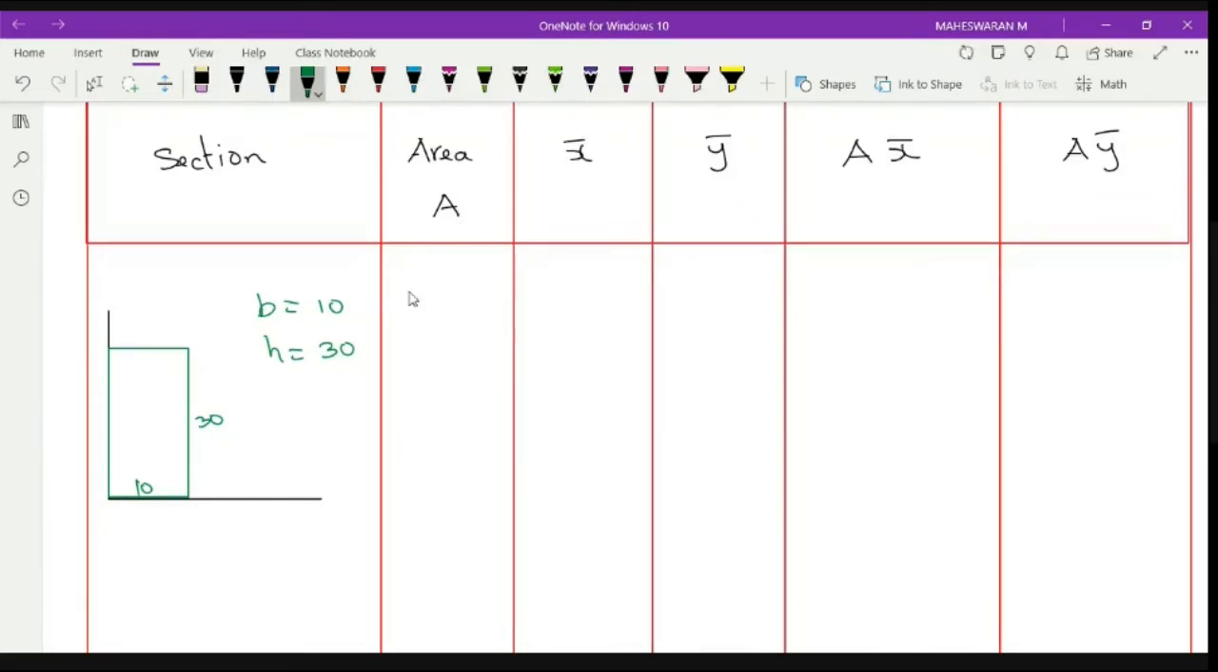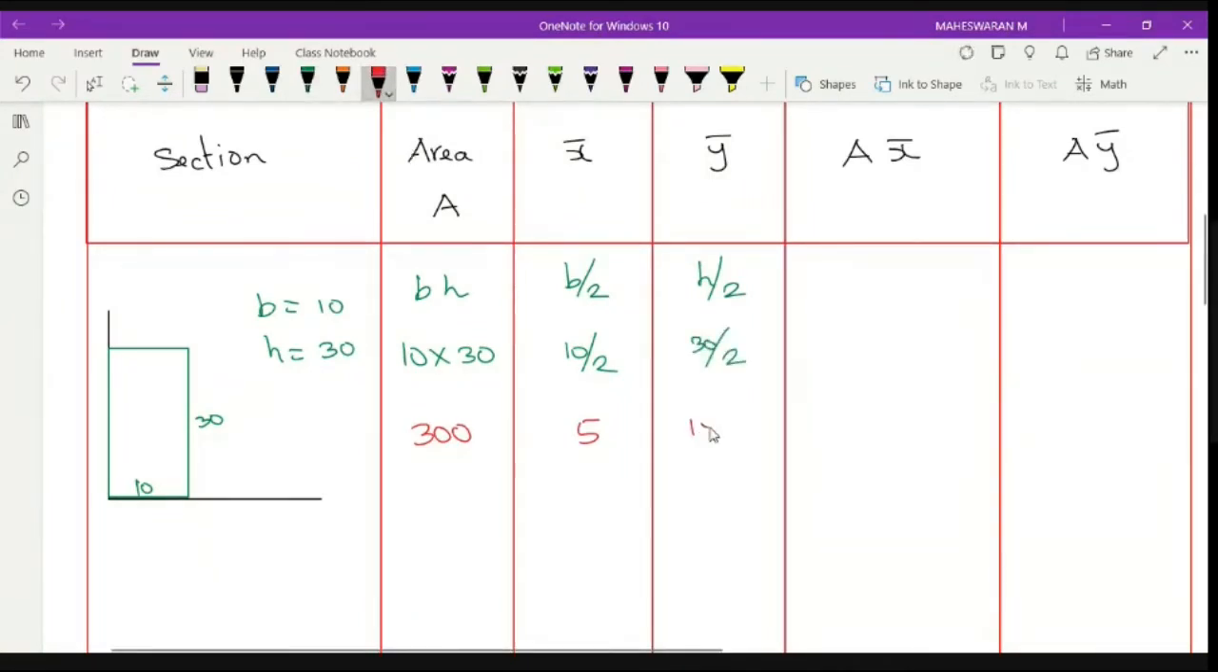Now I'll identify my area. Area is base into height, which is 10 into 30. So you will get 300. This is my value for this particular area. Next, x bar is B by 2, which is 10 by 2, so I will get 5. Next, y bar is h by 2, which is 30 by 2, so I will get 15.